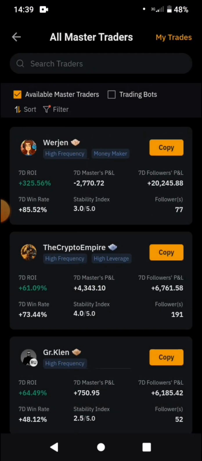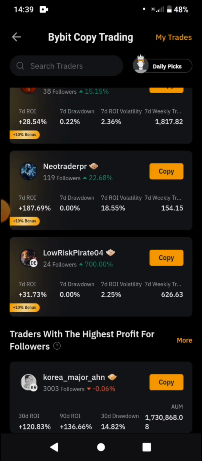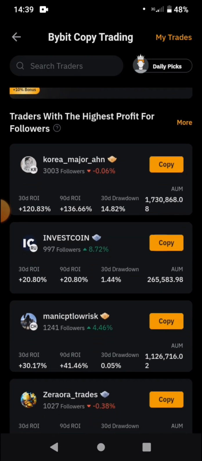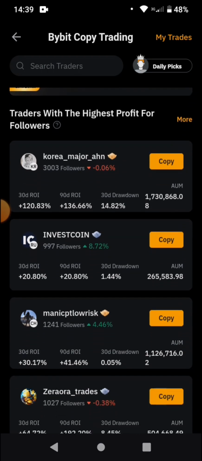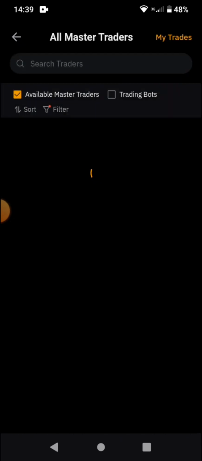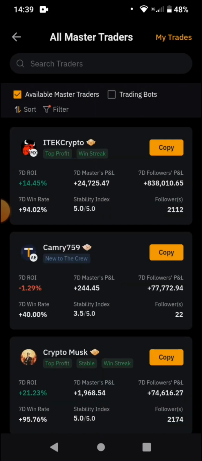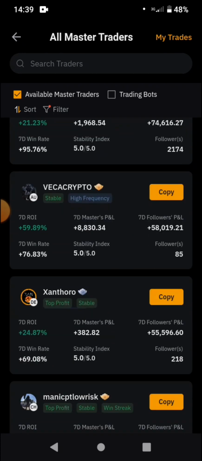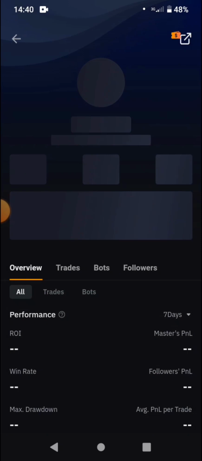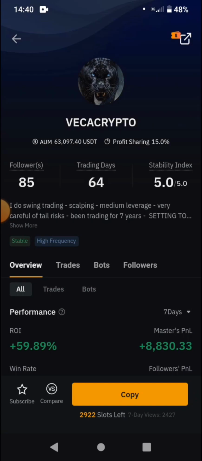All right, so let's go back to another one. Let's see, boosted traders with highest profit for followers. So this one also is nice. These are traders that provide the highest amount of profit for their followers. So you can just go ahead and look and select anyone. Let's say we want to select this particular trader here. This one has been trading for 64 days.